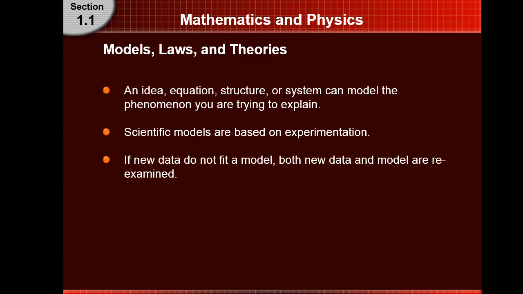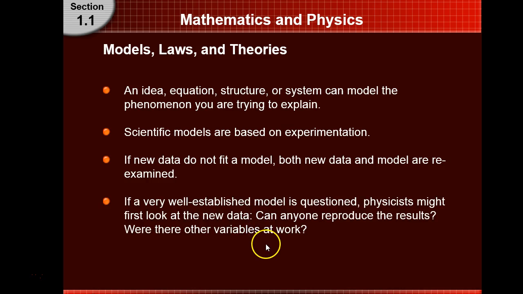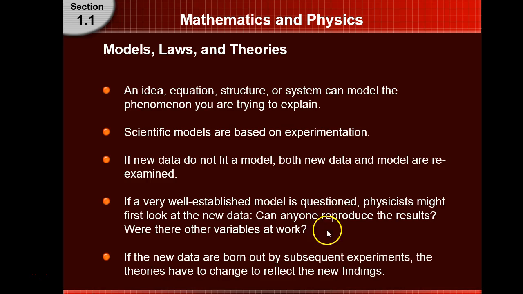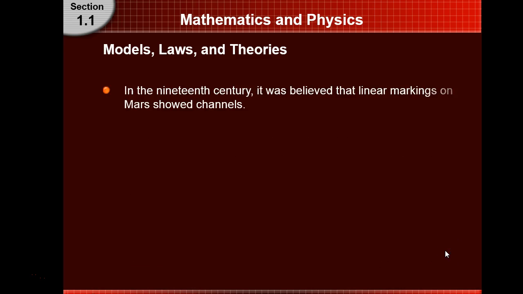An idea, equation, structure, or system can model the phenomenon. Scientific models are based on experimentation. If new data do not fit a model, both new data and the model are re-examined. Nothing is set in stone unless it can be proven. So if a very well-established model is questioned, physicists might first look at the new data. Can anyone reproduce the results, and were other variables at work? If new data are born out of the subsequent experiments, the theories have to change to reflect the new findings.